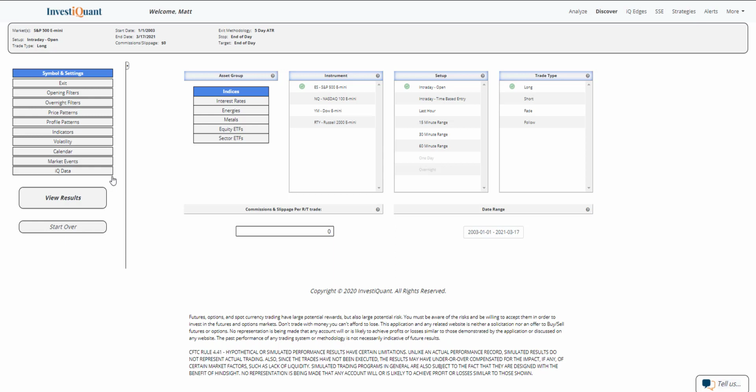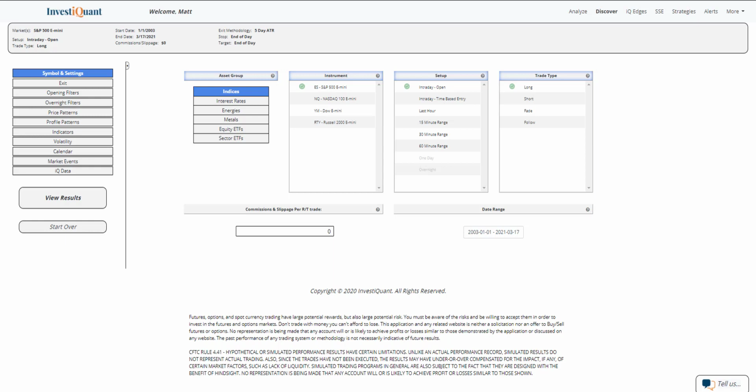Today is Wednesday, March 17, 2021, and today is the FOMC announcement. So let's take a look at what has happened on the FOMC announcement day when you get a gap down like we are currently seeing developing in the overnight session this morning.